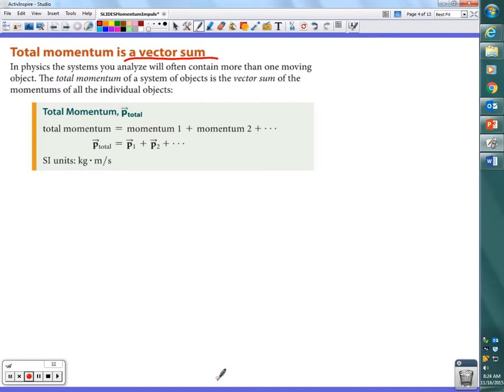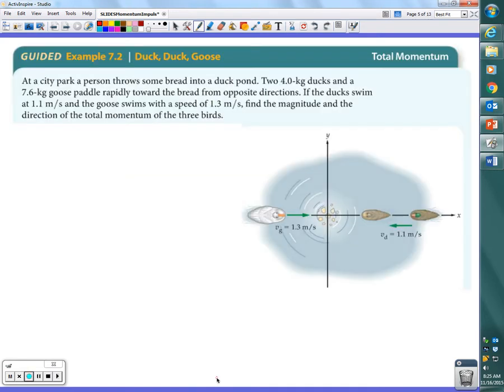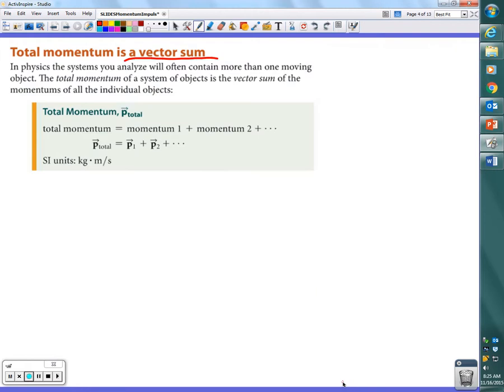all we have to do to determine the direction is positive and negative, right? If we talk about this problem with this goose and these ducks, and I won't go through it right now because I just want to get concepts first, okay? If we talk about this goose swimming this way, these two ducks swimming that way, they would have different momentums. One would be positive, one would be negative, because we have to get the vector nature of that. When we're finding the total vector sum in one dimension, we just take the positives and subtract the negatives.